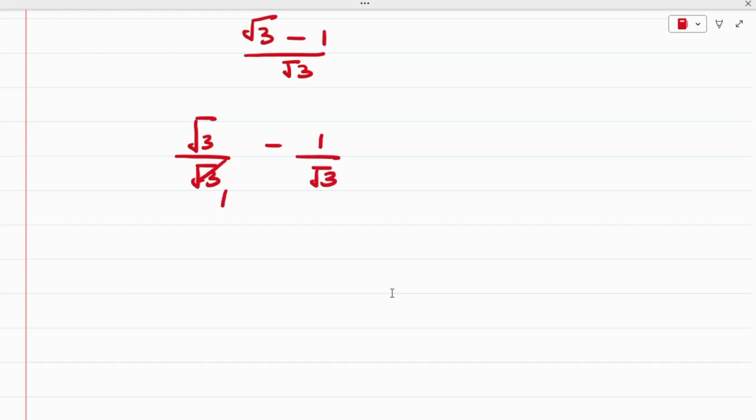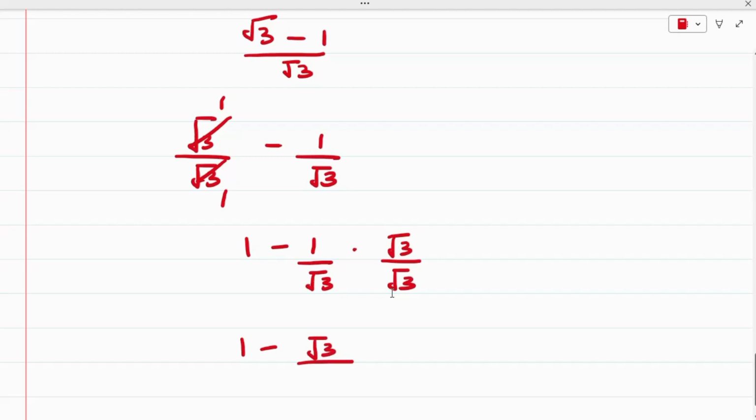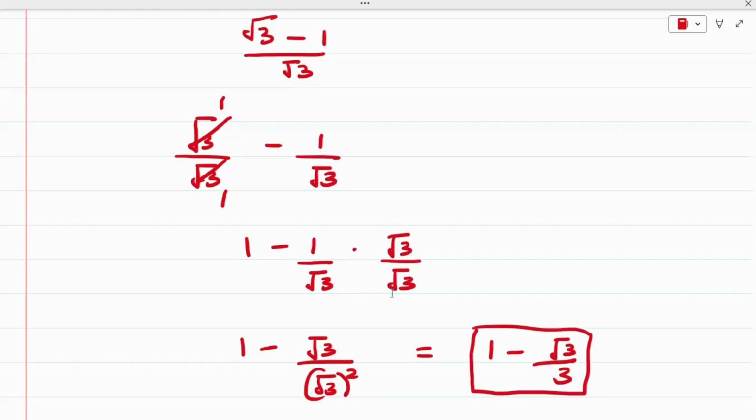So the root of 3 is going to cancel out the root of 3. So we have 1 minus 1 over the root of 3. So if we rationalize this, we are going to have 1 minus the root of 3, divided by the root of 3 all squared, which is equal to 1 minus the root of 3 divided by 3, and this becomes the final answer.